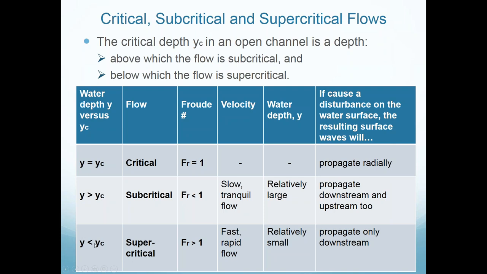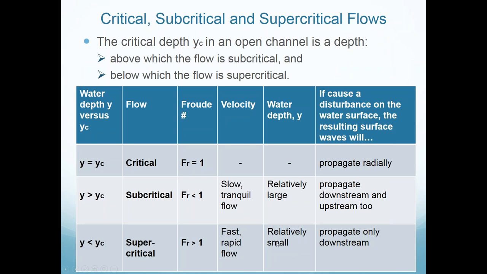And the supercritical case is when the depth is very small, smaller than the critical depth. So your Froude number ends up to be larger than 1. It could be 2, 4, 7, 8, 9. And the flow is very fast. It's called rapid flow because the depth is very small, so your flow ends up to be very fast.